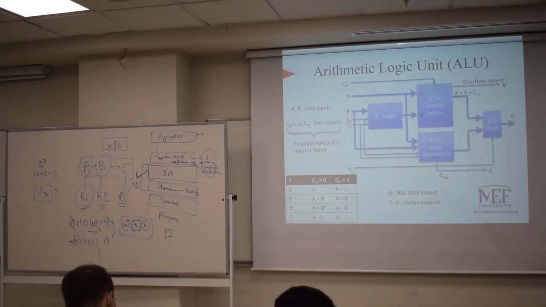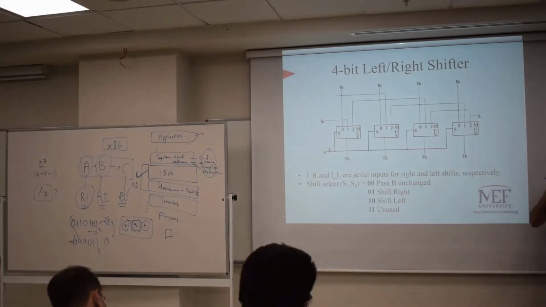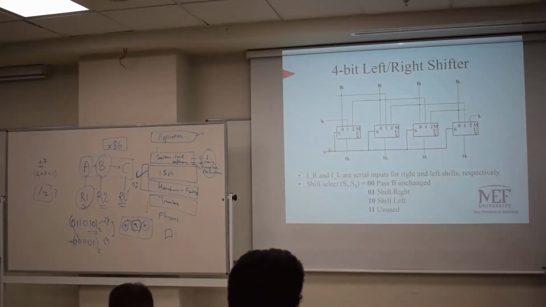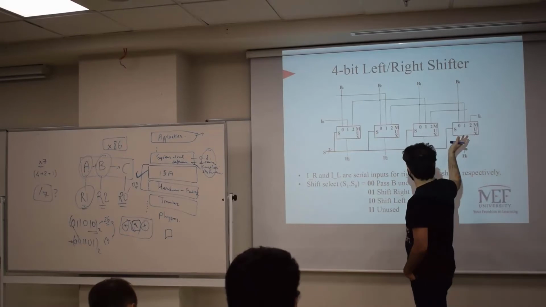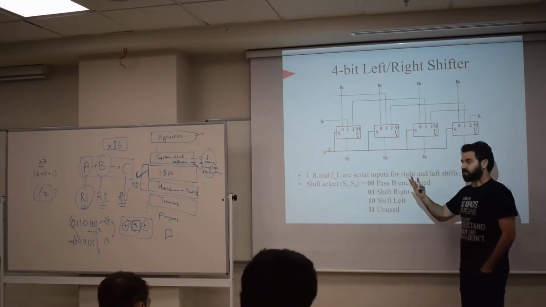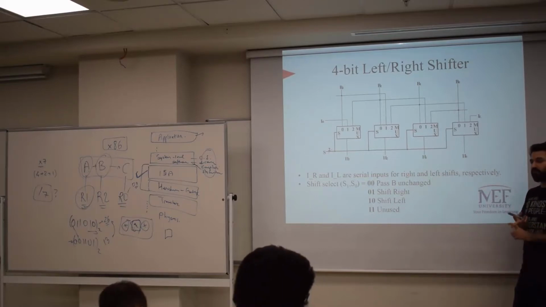So, I'm going to jump to this, because you haven't seen this before. That's why I would like to give several minutes to discuss this. It's pretty easy, by the way. It's just a 4-bit left and right shifter. As I said before, there are 3 operations supported here. First, you can shift left by 1 bit, shift right by 1 bit, or stay still.